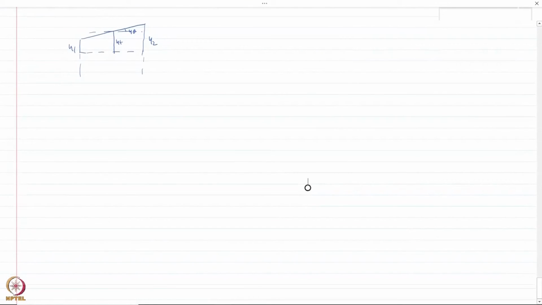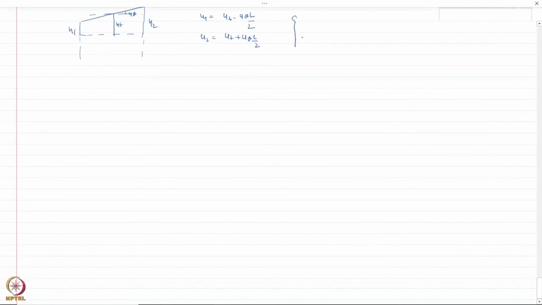Now if we consider here, can I say my u1 is nothing but ut minus u theta L by 2, and u2 is ut plus u theta L by 2. So I can write it in vector form: u1, u2 is equal to 1, minus L by 2, and 1, plus L by 2, times ut and u theta.